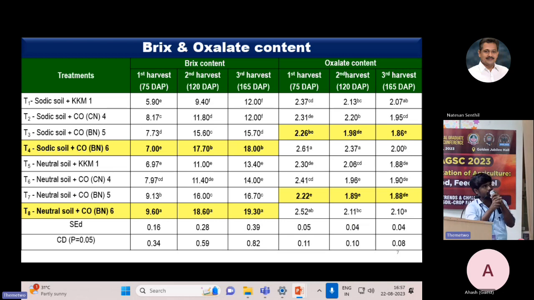Then coming to oxalate content, all four varieties come under the safe level. The safe limit for oxalate content is less than 4%. Very little oxalate accumulation was noticed in the Co5 variety compared to other varieties, because the genetic nature of Co5 naturally gives it less content.